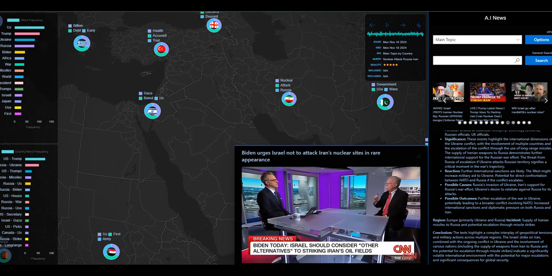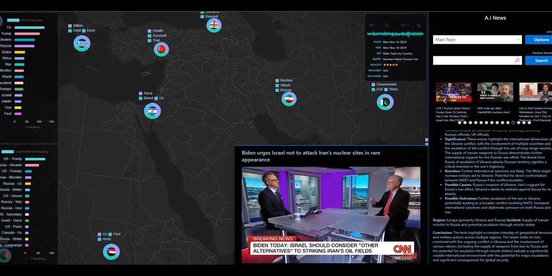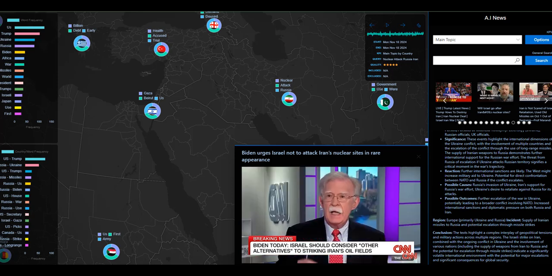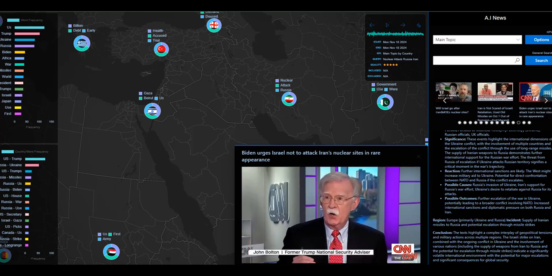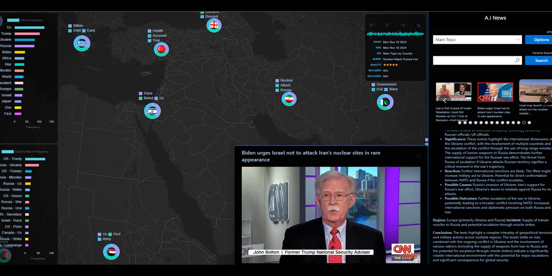Region: Europe, primarily Ukraine and Russia. Incident: supply of Iranian missiles to Russia and potential escalation through missile strikes. Conclusion: the texts highlight a complex interplay of geopolitical tensions and military actions across multiple regions.